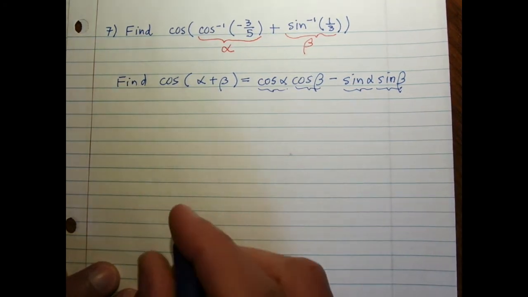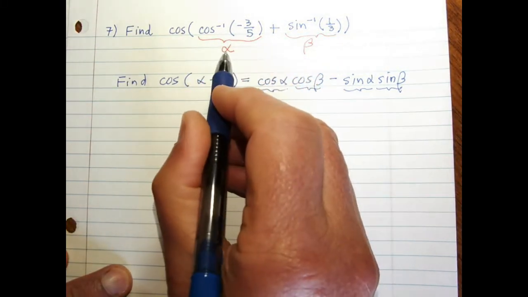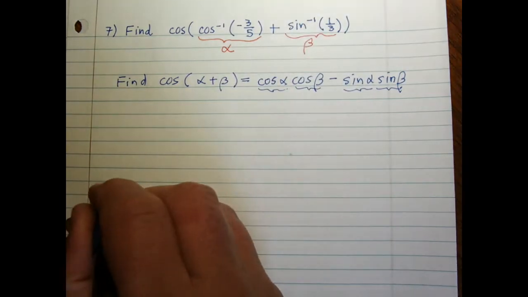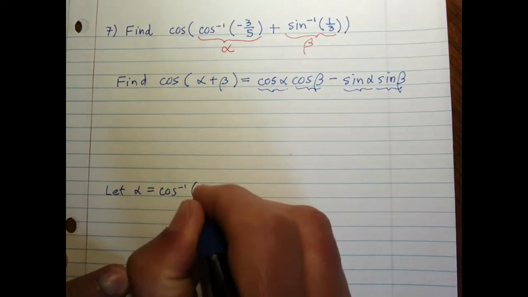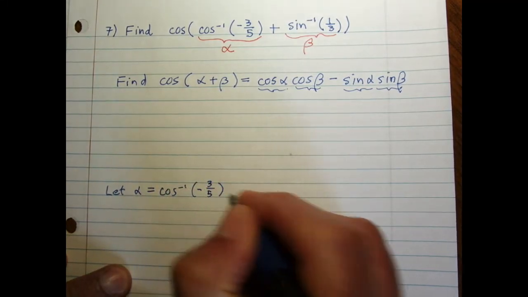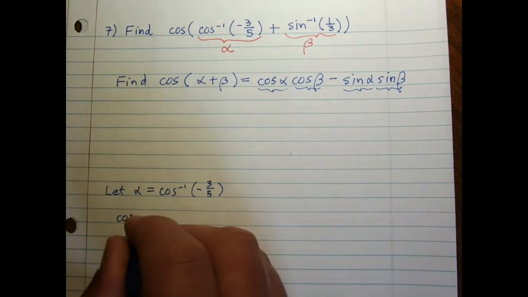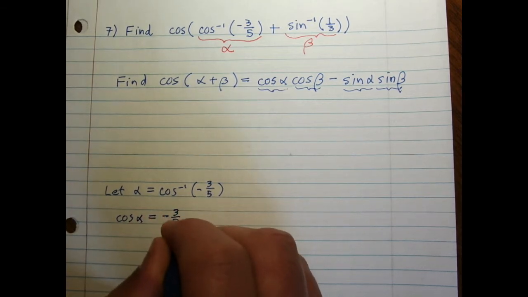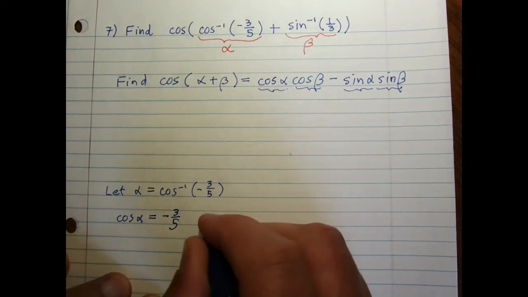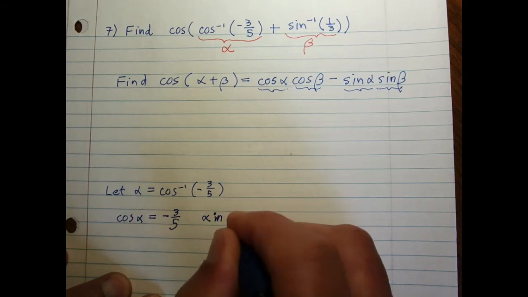Now, what do we know? What I'm saying up here is, when I labeled the alpha and the beta, I'm saying let alpha be equal to cosine inverse of negative 3/5. And remember what that means. That means that regular cosine of alpha is negative 3/5. And it means that for the inverse cosine, alpha is going to be in the interval from 0 to pi.